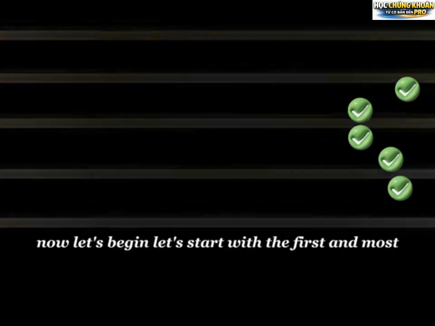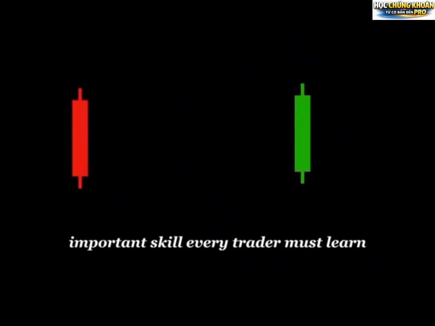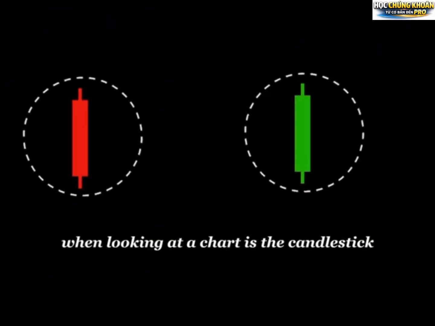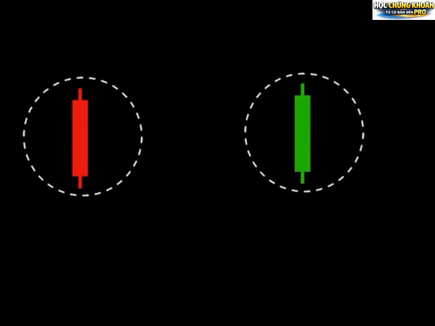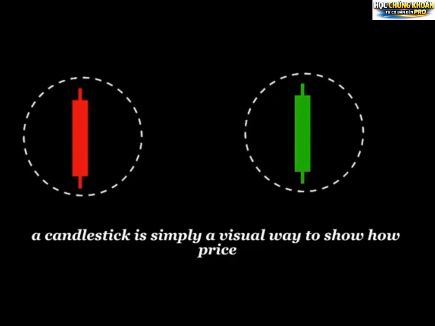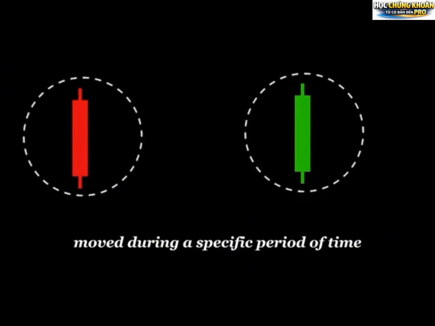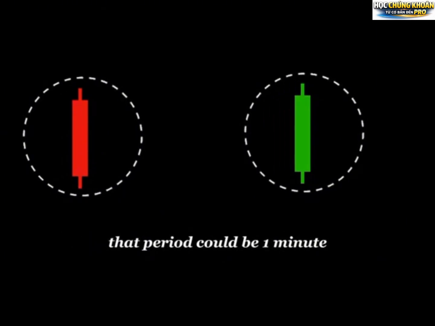Now let's begin. Let's start with the first and most important skill every trader must learn: Japanese candlesticks. The first thing you need to understand when looking at a chart is the candlestick. A candlestick is simply a visual way to show how price moved during a specific period of time. Depending on the chart you are using, that period could be 1 minute, 1 hour, or even 1 day.